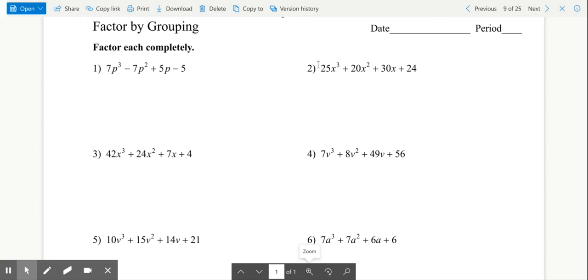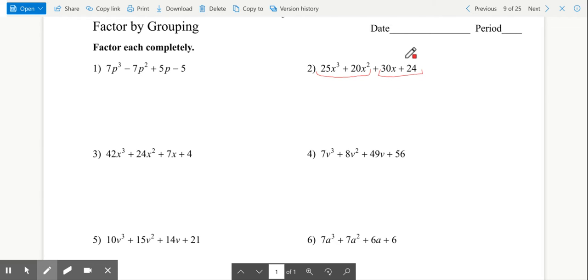So with grouping, what we do is we look at the first two, and then we look at the second two. So we kind of split the problem in two, and we just look at this piece and then this piece separately. We're going to be factoring out the greatest common factor of just these two, and then the greatest common factor of just these two.